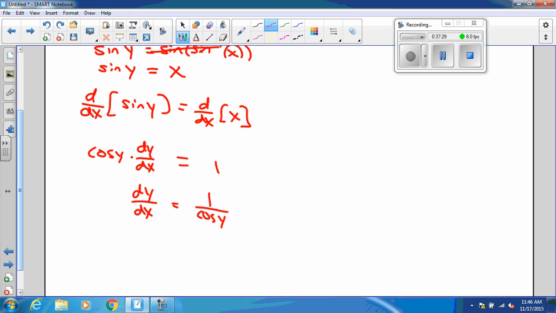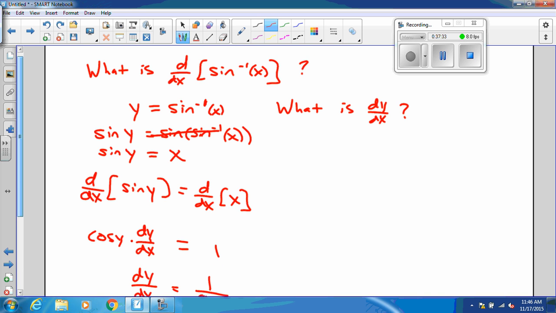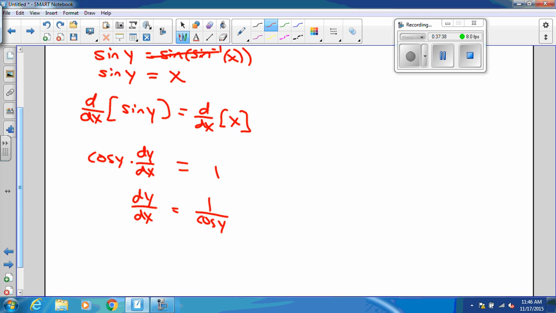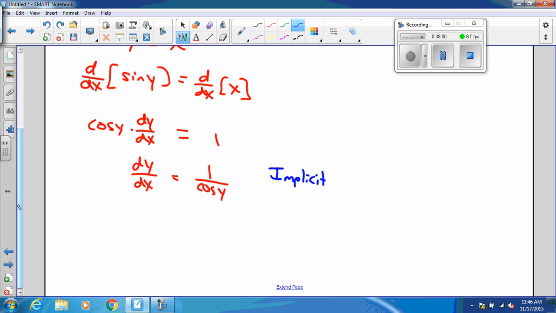This is a perfectly good answer. However, because the original question was given to me explicitly, I would like to have an explicit answer for this. This is an implicit answer, and it's perfectly correct. I'd like to be able to rewrite it explicitly by giving it in terms of x. You just sub back in inverse sine of x, and then do our right triangle analysis on it. That's exactly right.